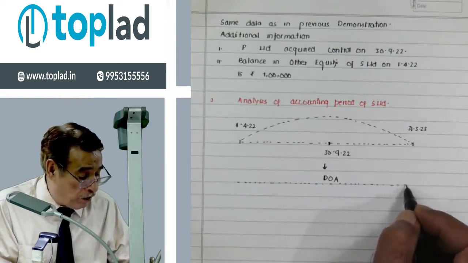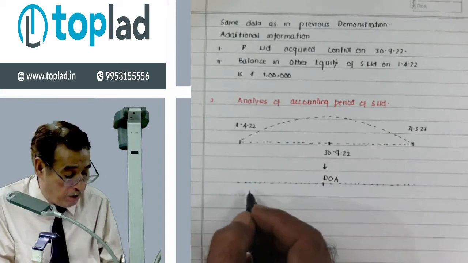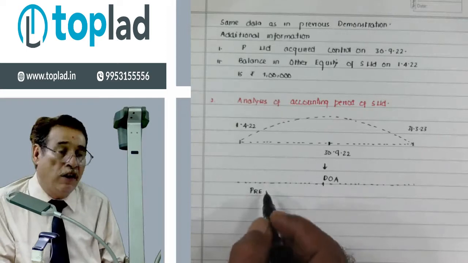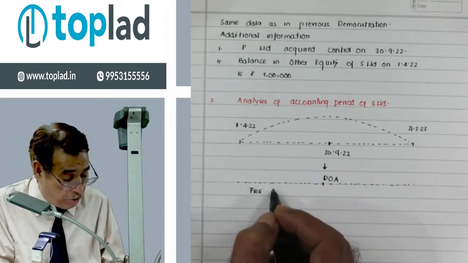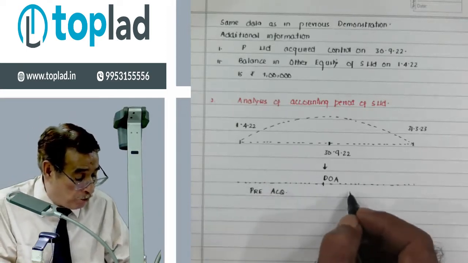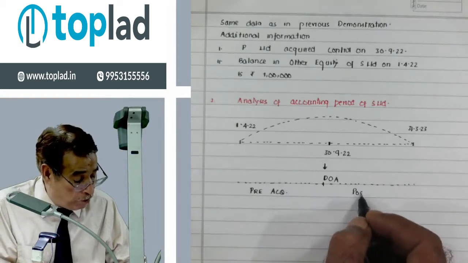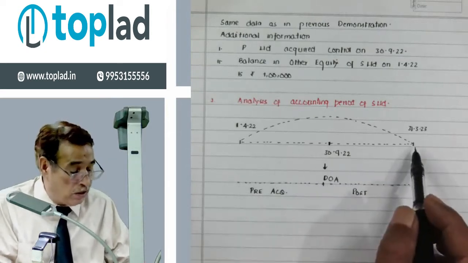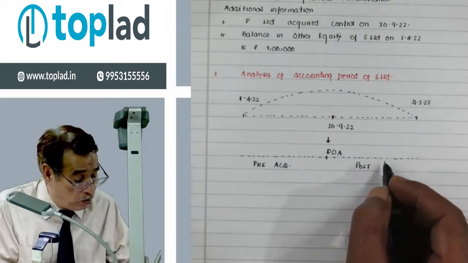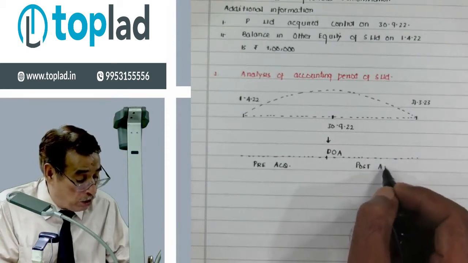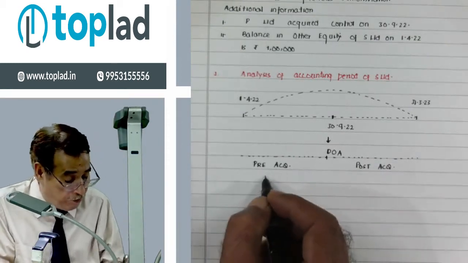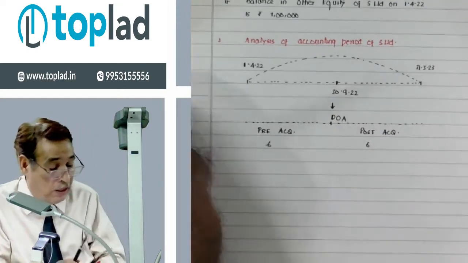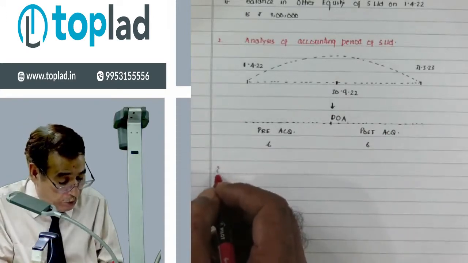In this case, the first 6 months of the accounting period are the pre-acquisition period, from 1/4/2022 till 30th of September. And post-acquisition period is 30th 9 2022 onwards till 31st of 3 2023. So that means the entire accounting period is not post-acquisition period this time. First 6 months are pre and later 6 months are post-acquisition period. Correct? Now we move over to the second step.